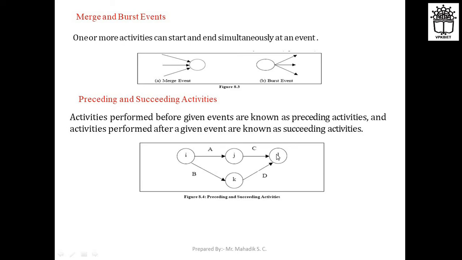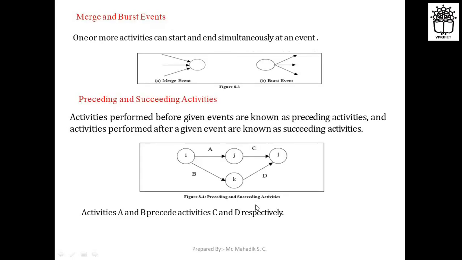Okay, these are the events, and the activities like A, B, C, D are given, you can see here. So let us see what is meant by preceding and succeeding activity. Activities A and B are called the preceding activities of C and D, because A and B precede C and D.